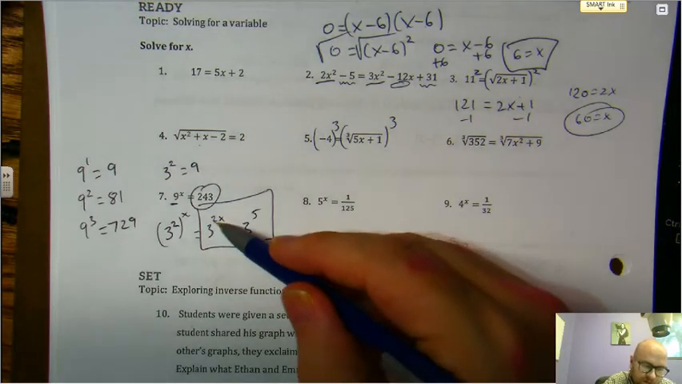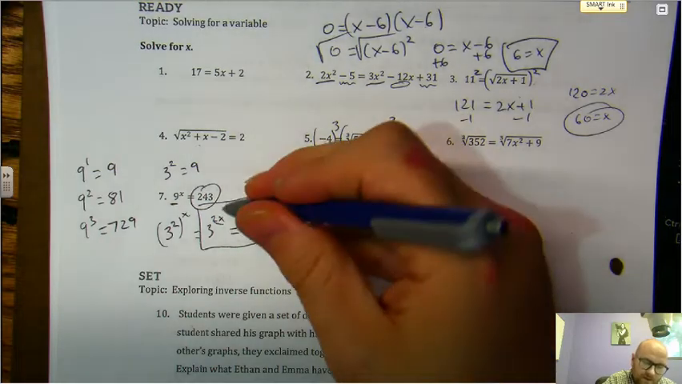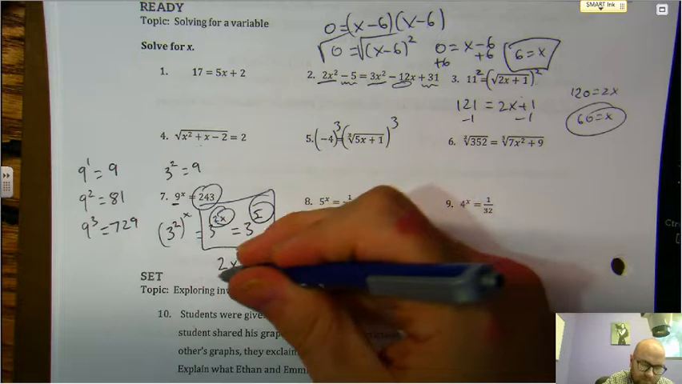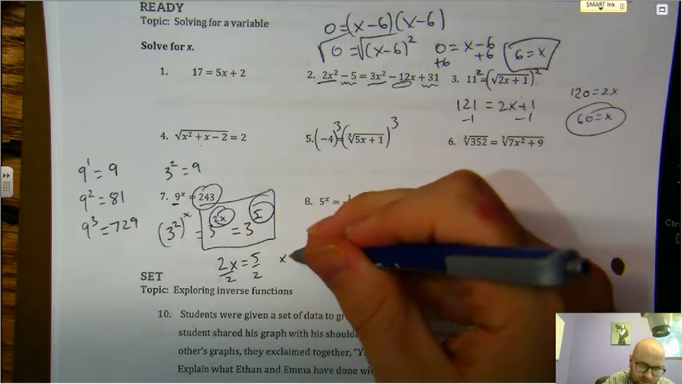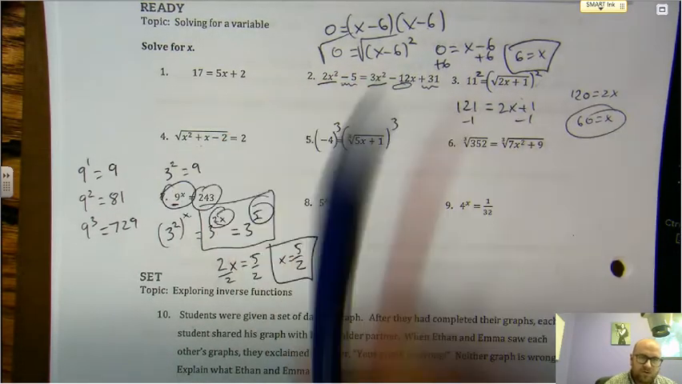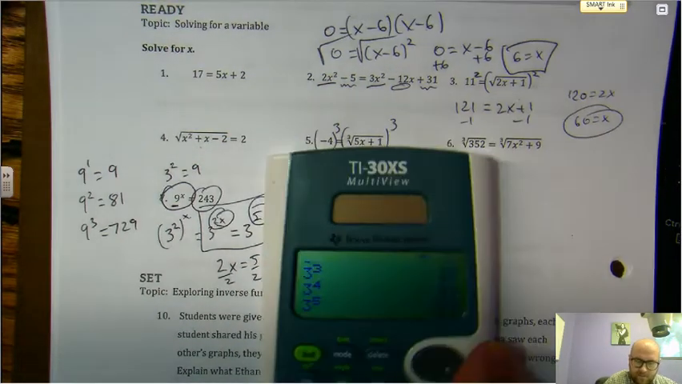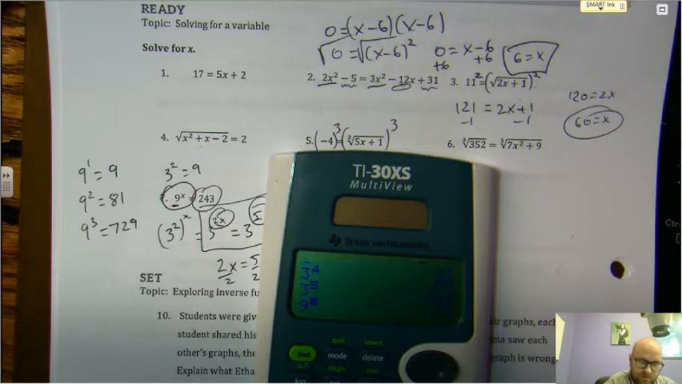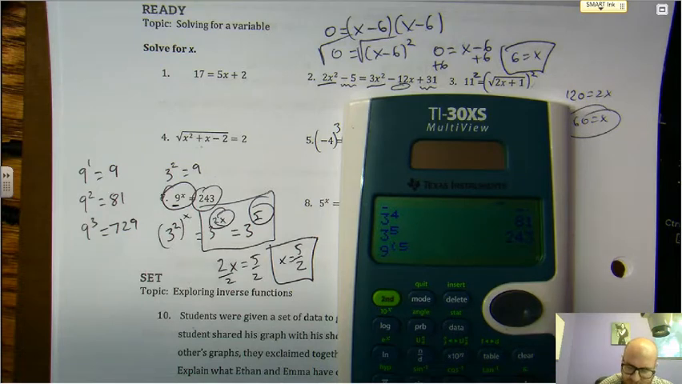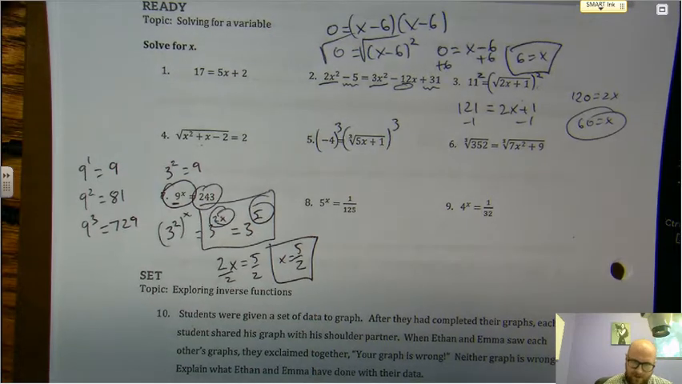Because if 3 raised to this power is the same as 3 raised to this power, that means these must be the same power. So I know that 2x equals 5, or if I divide by 2, x equals 5 halves. And I can actually check that back into our original. If I take 9 and I raise it to the 5 halves, this should give me 243. And sure enough, it does. A lot of steps to get there, but we got there.